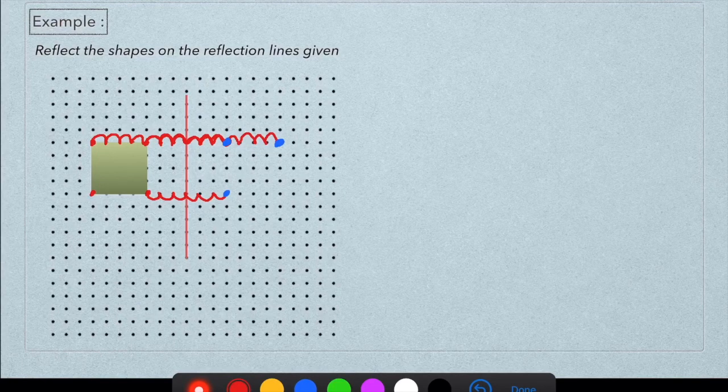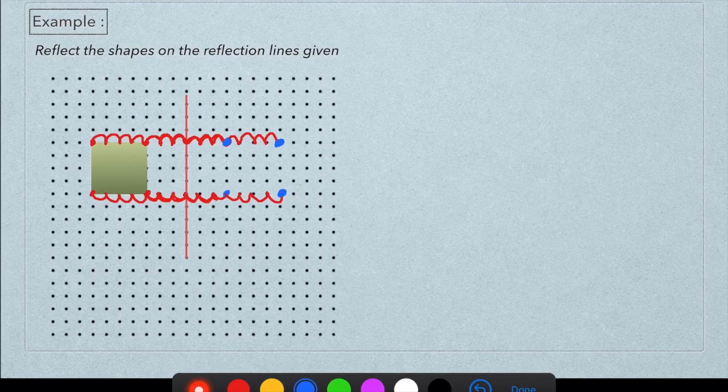And as you could guess, most of the times you could guess the location of the corners. But just to make sure, I will go through the instruction. 1, 2, 3, 4, 5, 6, 7. And 1, 2, 3, 4, 5, 6, and 7.